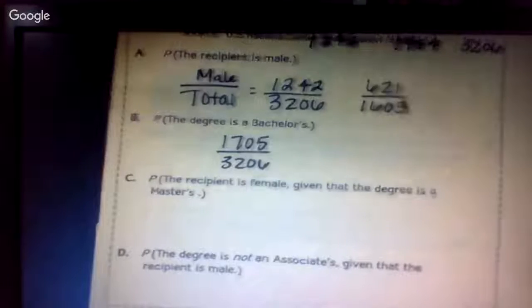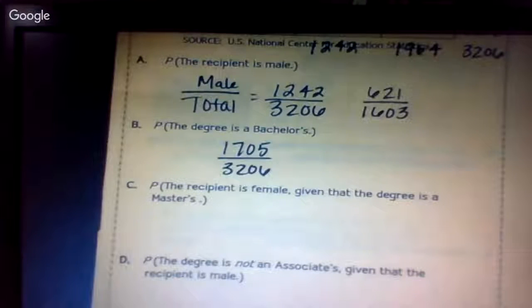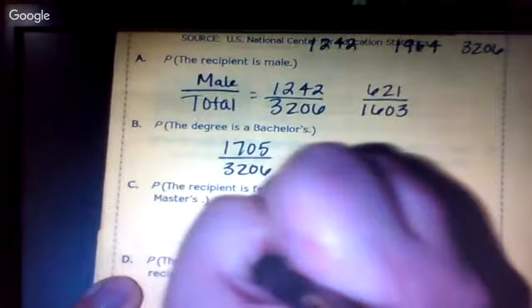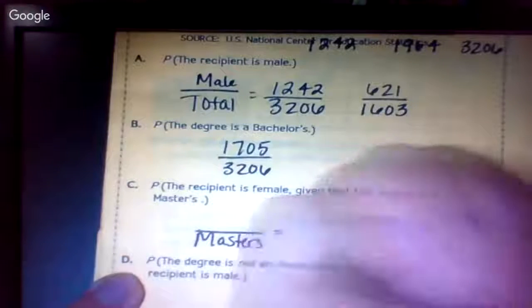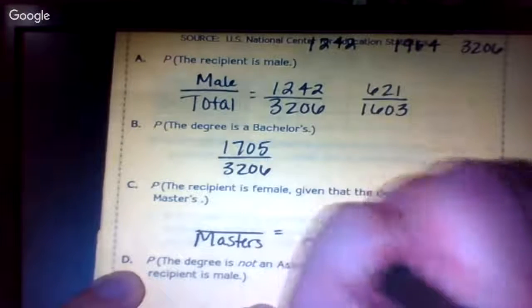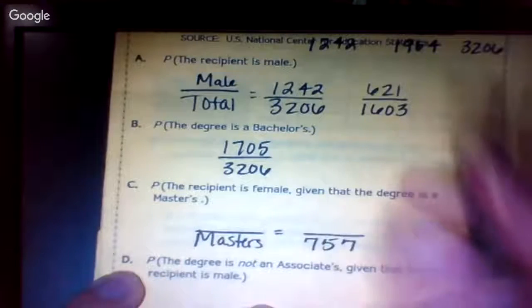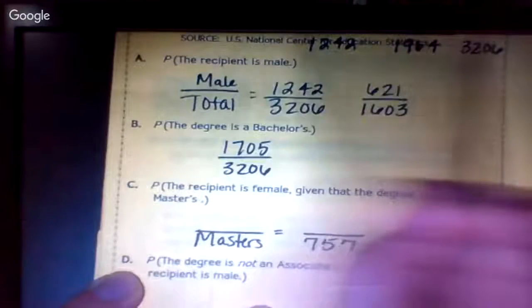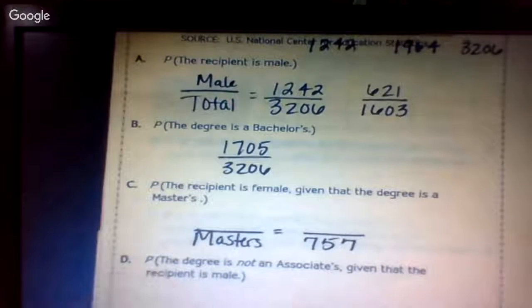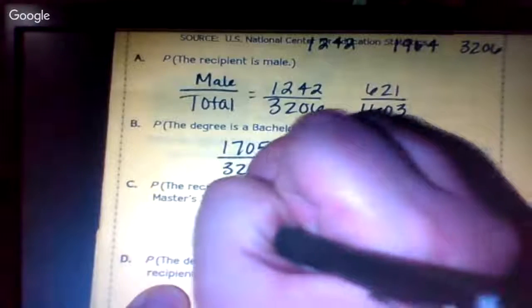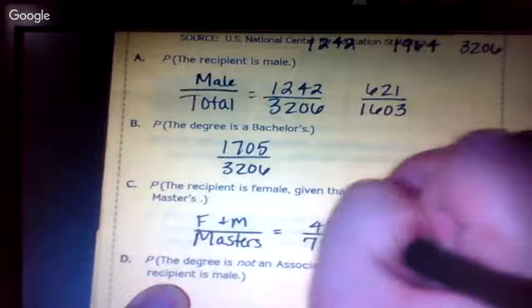Okay. C. Is this conditional? Yes. Even though it doesn't have that line, look at the words. Given that. So they use the words instead of the line. So what's my first condition? Masters. We have to have a master's degree. How many people have a master's degree? 757. In that row, that's 757. How many of them have the first condition? 464. We're looking at females and a master's degree, which is 464.